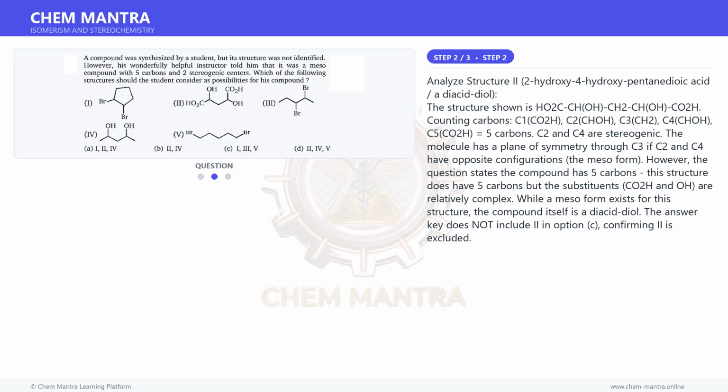If C2 and C4 have opposite configurations, it is the meso form. However, the question states the compound has 5 carbons. This structure does have 5 carbons, but the substituents, CO2H and OH, are relatively complex. While a meso form exists for this structure, the compound itself is a diacid diol. The answer key does not include 2 in option C, confirming 2 is excluded.